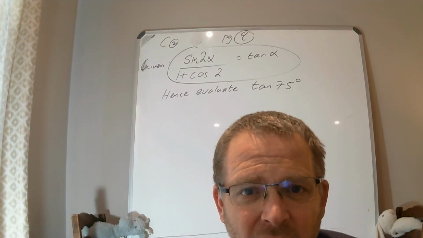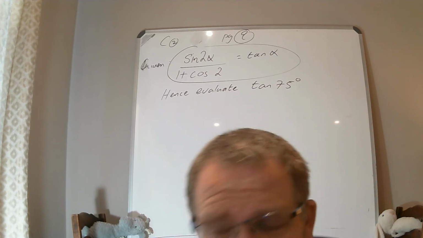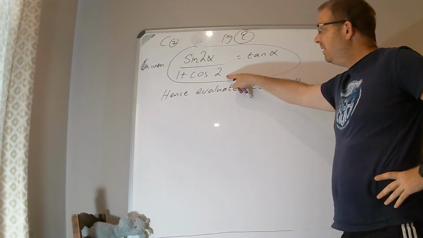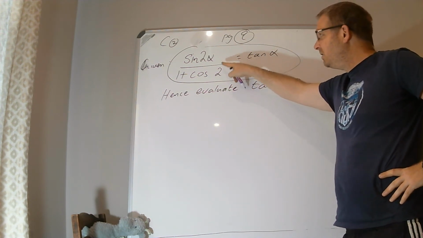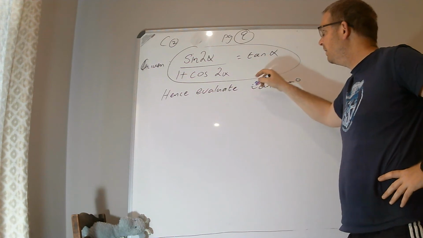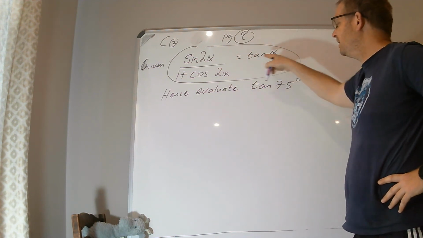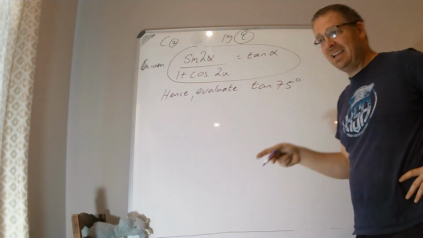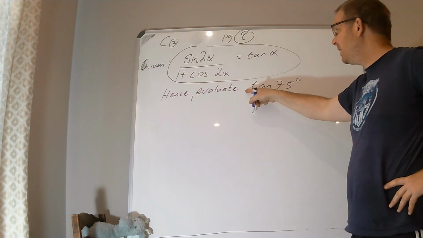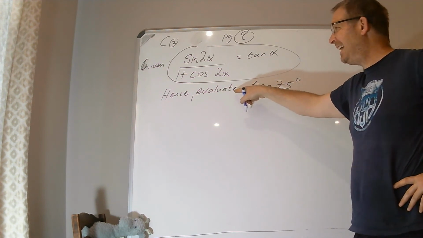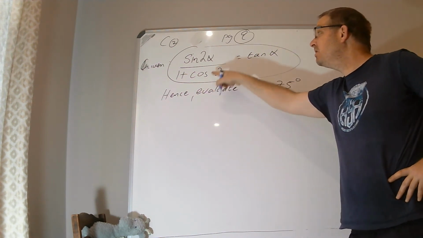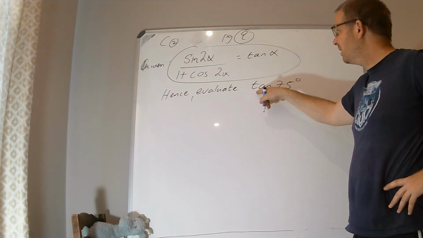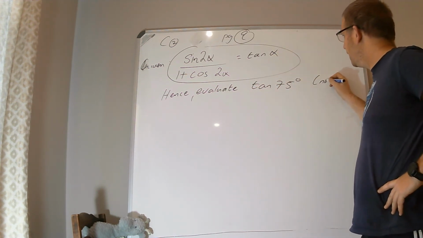Okay, and our last one, question C2. We proved in C1 that sine 2 alpha over 1 plus cos 2 alpha is equal to tan alpha. It says hence, which means you've got to use that. Hence doesn't say otherwise. So you're using that, go work out tan 75, no calculator.